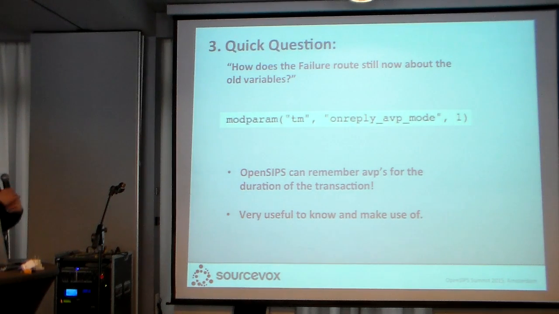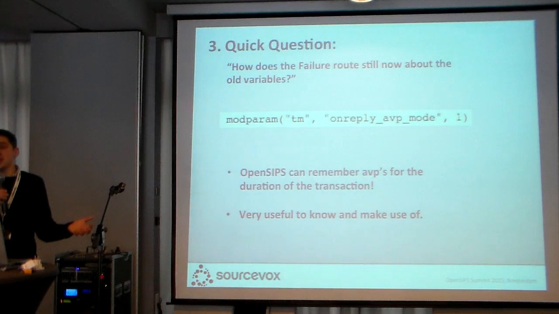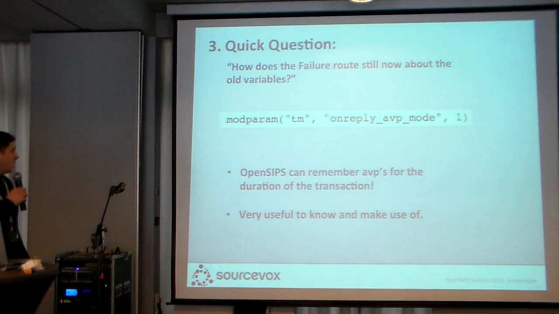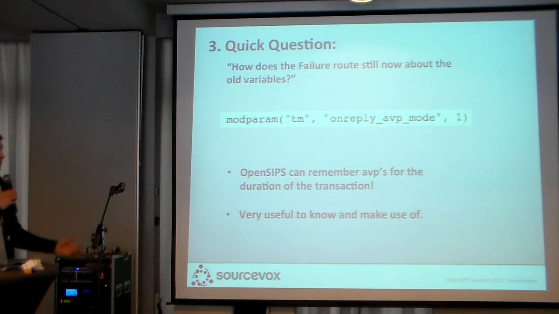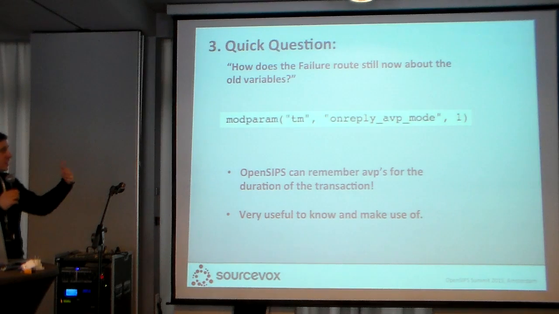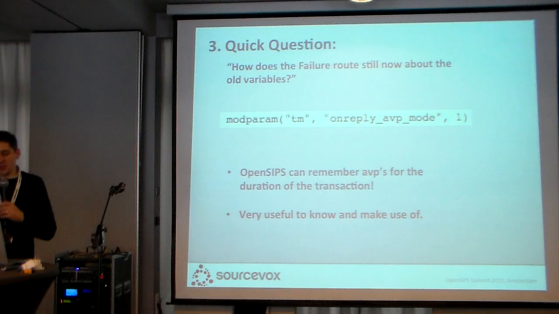But by setting a simple parameter, which is the on-reply AVP mode, you can allow those AVP variables to persist throughout the entire transaction. And it's useful to know, and it means you can do quite interesting and relatively powerful things like this, which is make multiple external requests. And when those requests come back, you still have the information that you had in the first place.